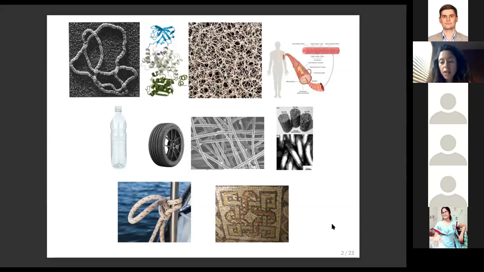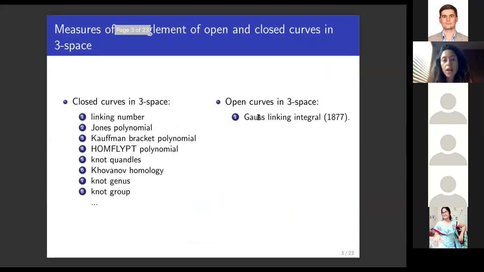As we said before, we did a successful work with a linking number, but this captures up to pairwise entanglement, nothing more. And as we mentioned in the beginning of this talk, there are many measures of entanglement for closed curves in 3-space, but how about open curves in 3-space? Well, since 1877, we've had the Gauss linking integral, even though it took us longer to be able to apply it really to open polymer chains.